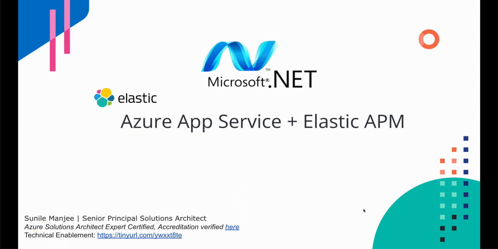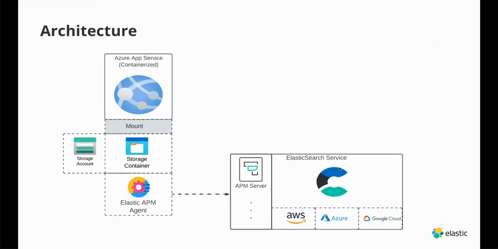Today I'll be talking about how to instrument your containerized .NET application running within Azure App Service and instrumenting it with Elastic APM. The architecture is very similar to the previous blog, in which I containerized the Java app running within Azure App Service. Same exact architecture. You mount a storage container. That storage container has your Elastic APM, which is mounted to your application, and essentially then sends the telemetry data over to Elastic Service.